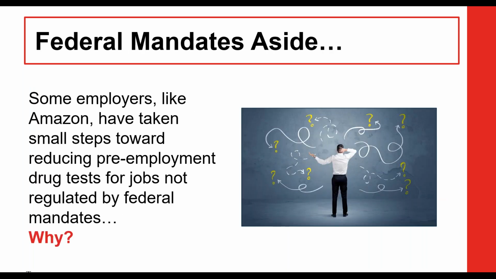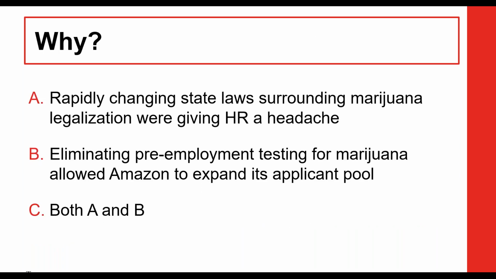So looking at outside of these different federal regulations and mandates, we've also seen a number of employers, Amazon's a good example, who have started to take small steps towards reducing pre-employment drug tests in particular for jobs that aren't necessarily regulated by the federal mandates. A big question here is, why are they doing this? Is it due to rapidly changing state laws surrounding marijuana legalization, simply giving HR a headache? Is it that eliminating pre-employment testing for marijuana allowed Amazon to expand its applicant pool? Or is it a combination of the two? And here, for Amazon, it was a combination of the two.